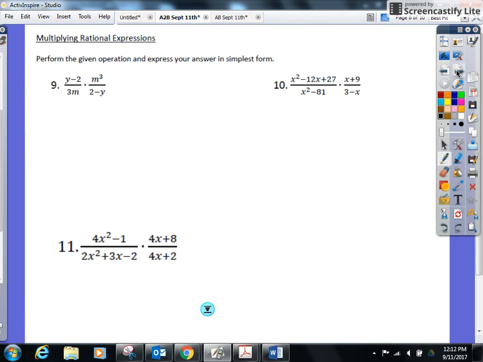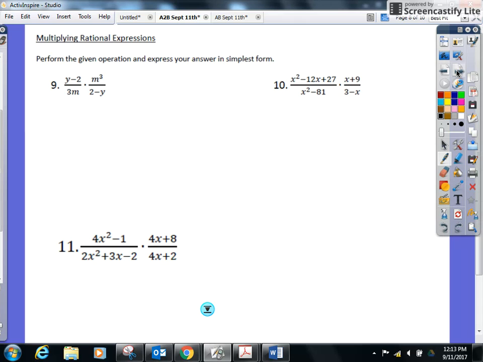Okay, here we go. Multiplying now. And you've done this before, right? That's what third period told me. You did this last year? No? Okay, I should just ask the board. Okay, now we're going to multiply them. Same thing applies. You can cross off a top and a bottom. Right? Is there anything I need to factor here with number 9?